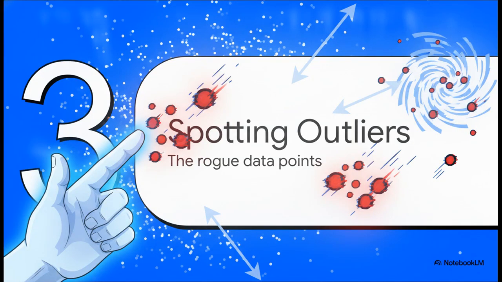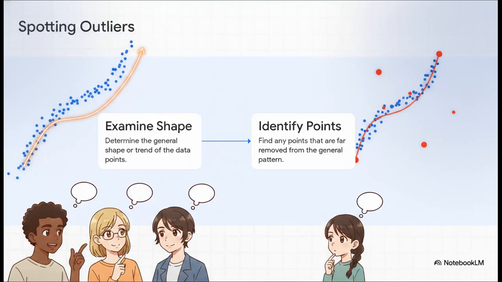Section 3. Spotting the outliers. Let's shift our focus to those rogue data points that just completely refuse to fit nicely into our clear trends. Finding outliers is a pretty intuitive visual process. Step 1. You examine the scatter plot to figure out the general shape or trend of the crowd. Step 2. You identify the rebels. Those isolated points sitting far, far removed from the rest of that general pattern.